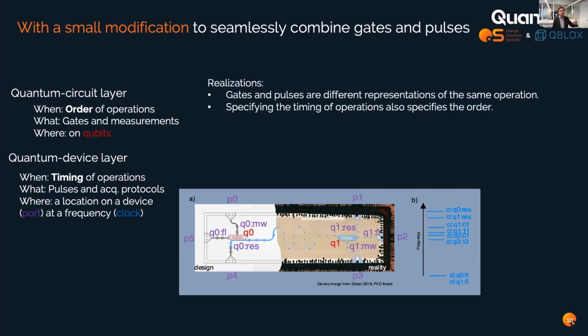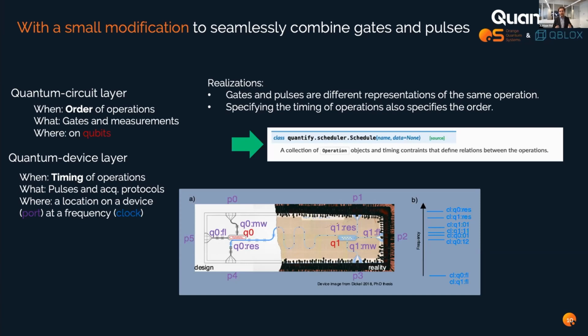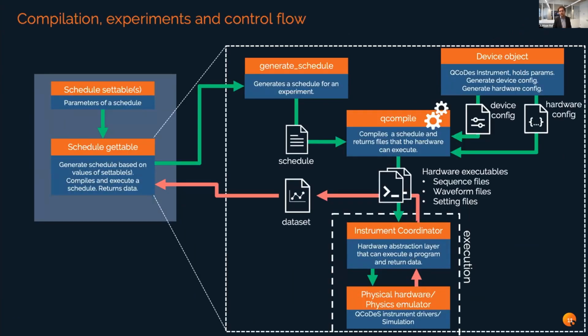So with the realization that gates and pulses are both different representations of the same operation, we can just add operations to our schedule. And also realizing that when you specify the timing, you're actually also specifying the order. So this allows us to simply add operations to a schedule with timing constraints. When they're specified at the quantum circuit layer, the compilation step can add the missing information. If they're specified at the pulse layer, we're able to compile them down, and this allows us to really combine this. Now I'm seeing I'm going a bit slow, so I'm going to skip over this figure. You can read up on this in our documentation that we have online.